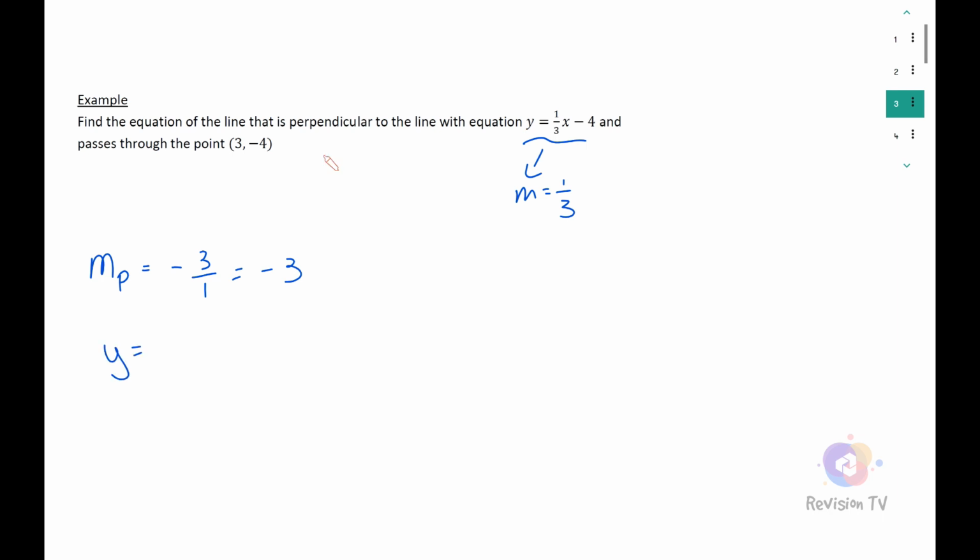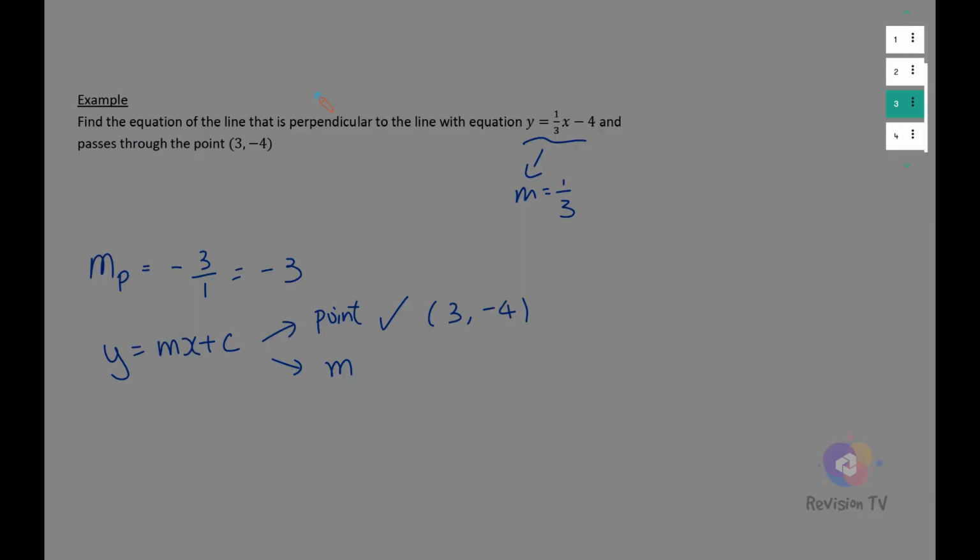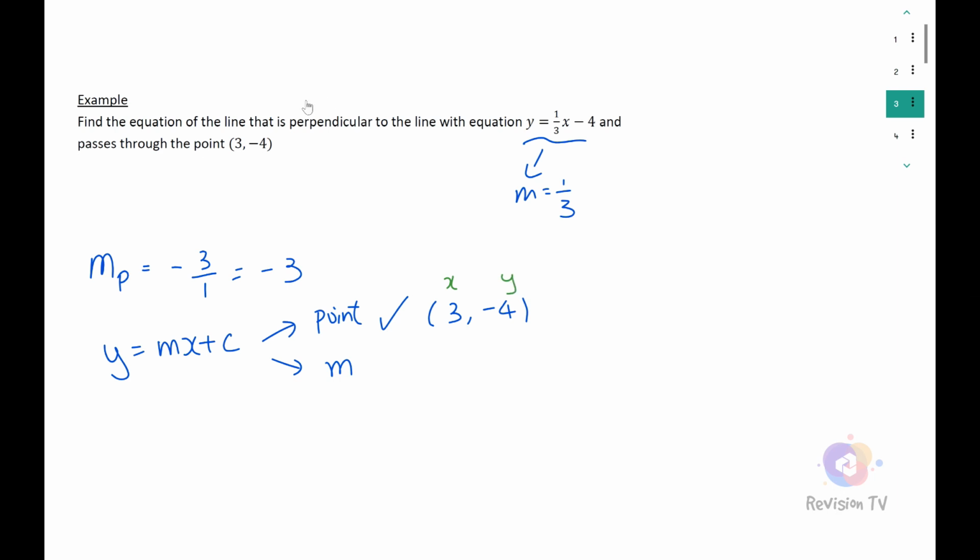To work out the equation, we use the formula y equals mx plus c. Two things that you need to remember: a point and a gradient. Have we got a point? Yes, 3, minus 4. That is your x and y. Your gradient, yes, we do, which is minus 3. So we can sub it in.